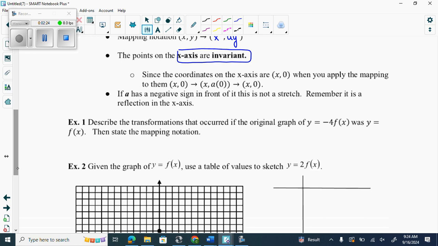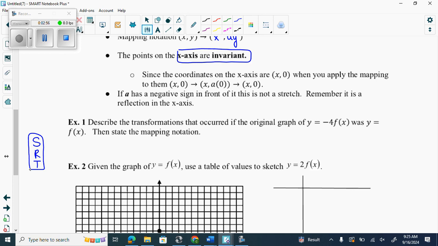So let's talk about this one here. It says, describe the transformations that occurred if the original graph of y equals f of x was y equals -4 f of x. State the mapping. So what transformations are happening? Now this is the catch. Your transformations have to be in the order CERT. They could be RST. They could be SRT. But no matter what, the T has to come last.